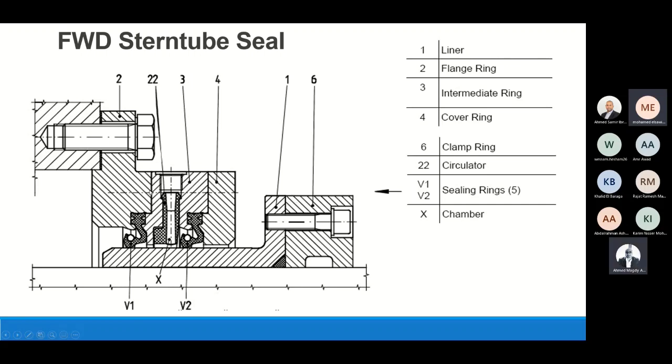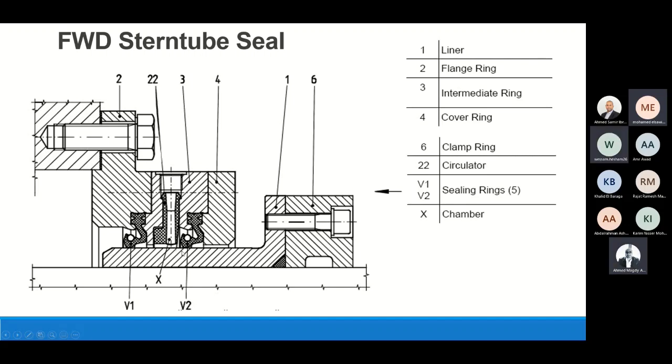Here, you don't need to have any spacer ring because you can easily move the liner. You don't need a spacer. You don't need to move the foundation. You just move the liner and the clamp. You take the clamp outside a little bit, you move the liner outside, or you push it inside and clamp the ring. So we don't use a spacer ring in here or a distance ring as we are doing in the aft one. We just play with this clamp ring. Is this clear?